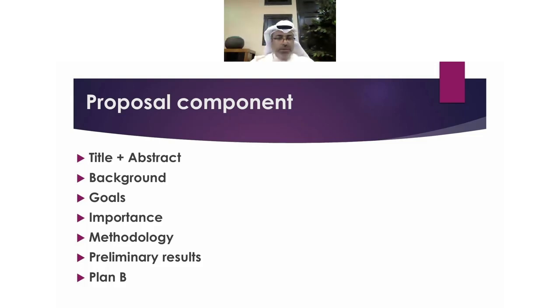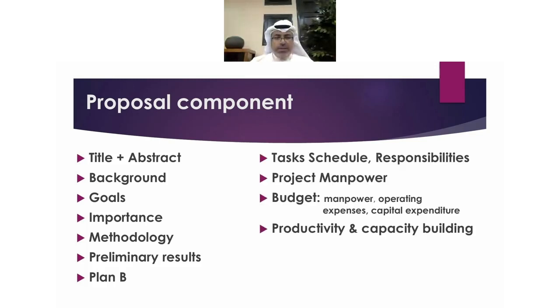There is something important, I will mention it here, it's called Plan B. Plan B means if you have obstacles during the progress of your project, you need to find a way to maneuver or to work around this problem. You also need to have a task schedule and assign the responsibility for each investigator. You need to mention the project manpower. You need to talk about the budget. And in the budget, you have to focus on the cost of the manpower, the operating expenses, which is usually the consumables, and the capital expenditure, which is actually the equipment.